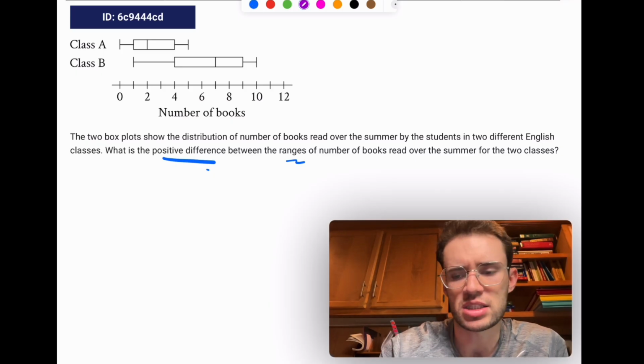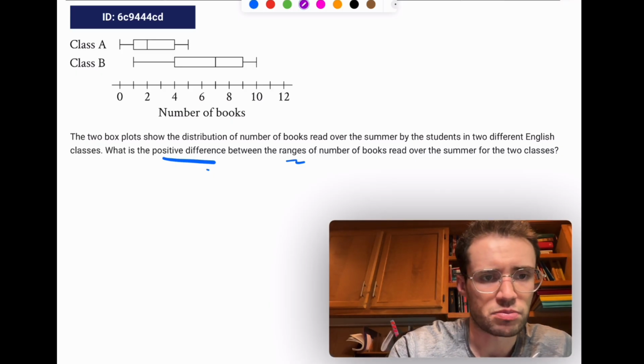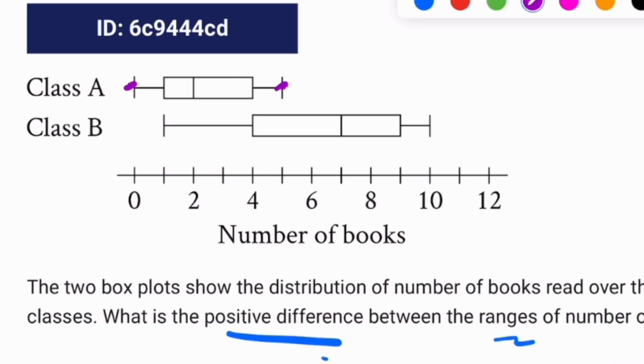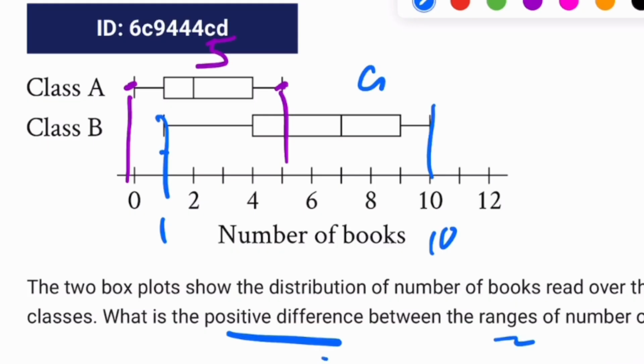So the range just means the maximum minus the minimum. Basically, how spread out are the extremes? In class A, someone read 0 and someone read 5, so the range of class A is 5. For B, the lowest was 1 and the highest was 10. So 1 to 10, that's a difference of 9.